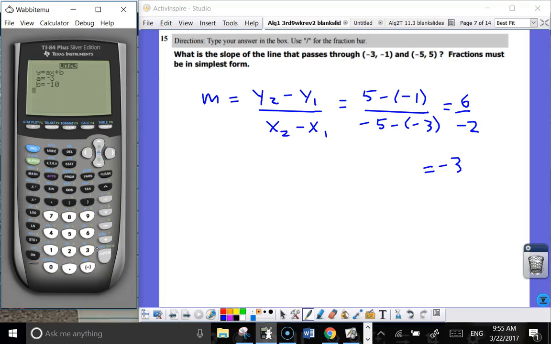Stat, calc, 4. Enter, enter, enter 5 times. Enter. Done. Right?